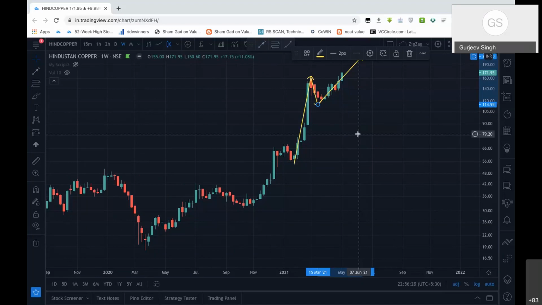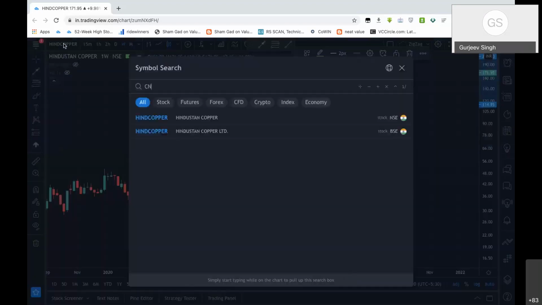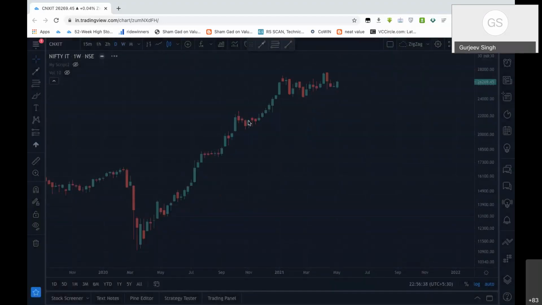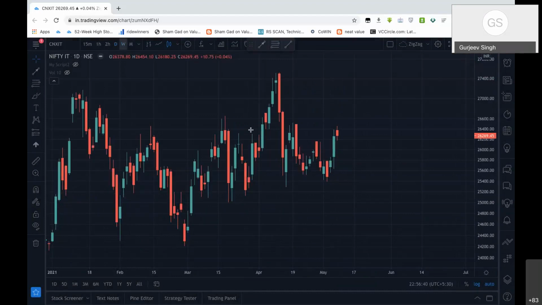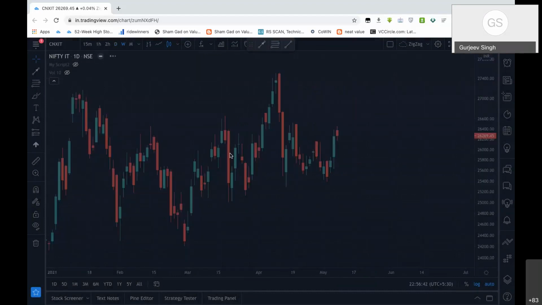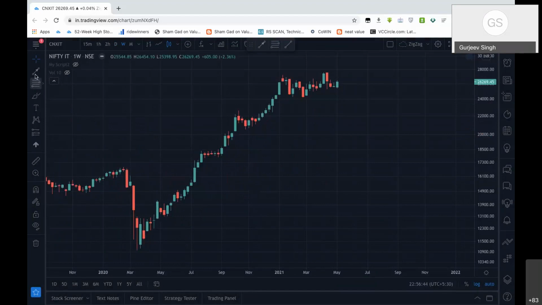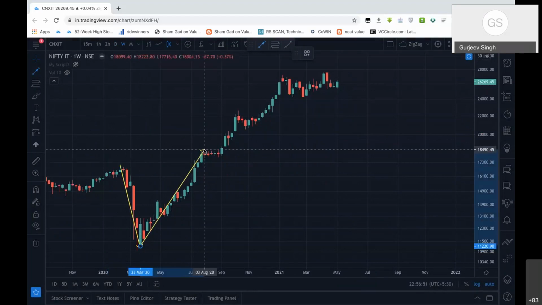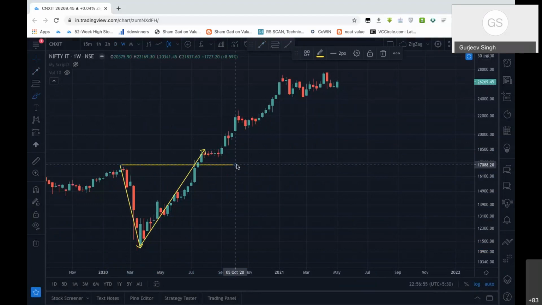Agar aapne, for example, you can do this on sectors also. CNX, maine CNX IT index le liya, just for example. Aur maine iska daily weekly koi bhi chart le liya. Daily hourly chart hai, iska bhi play ho sakta hai. And if I am able to find, suppose my trend went from here to here, and it is making a higher high, so over here my sector control is the same, the same logic applies.